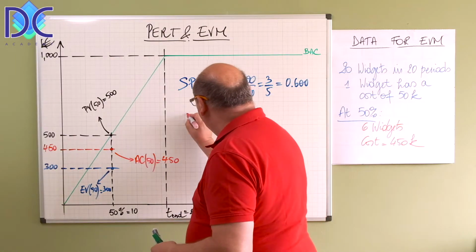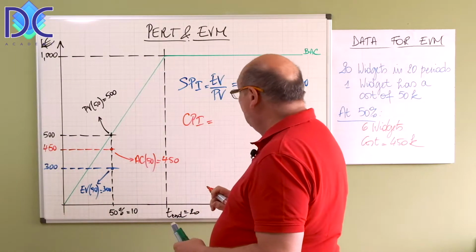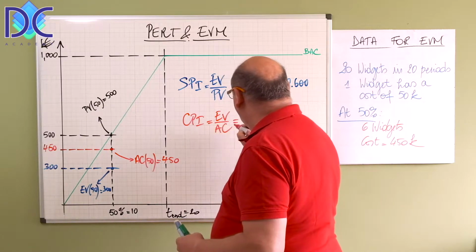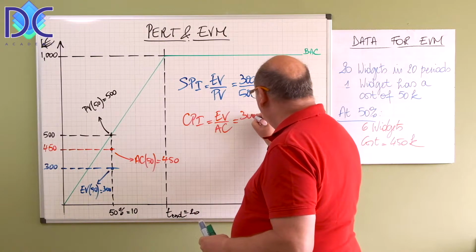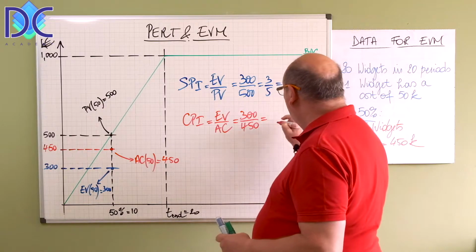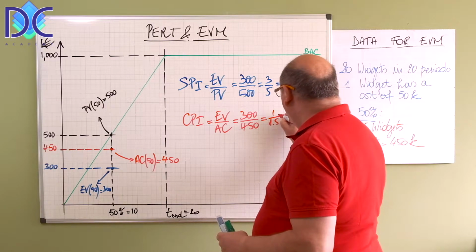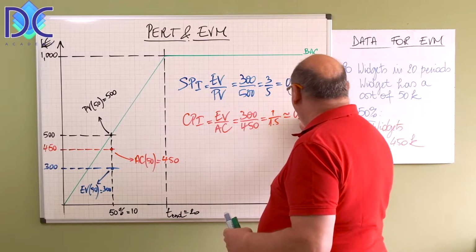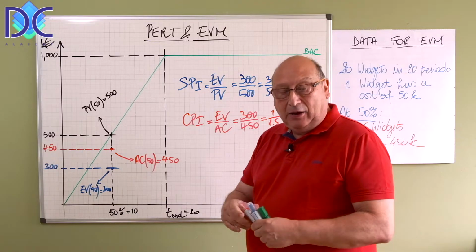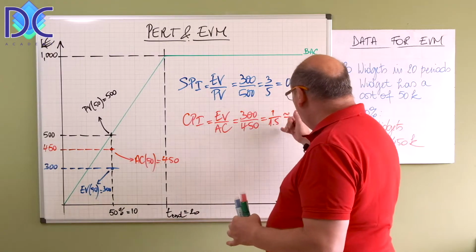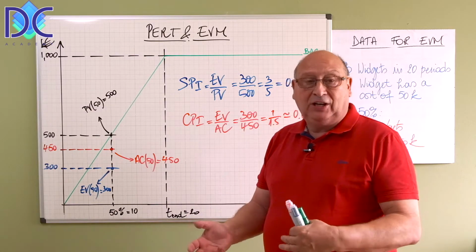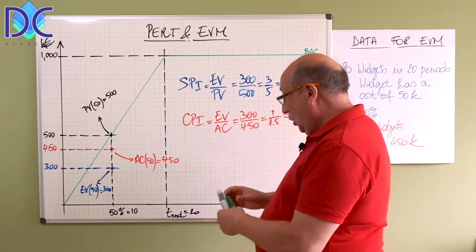The CPI. The definition is the earned value divided by the actual cost, which is in this case 300 divided by 450, which is also equal to 1 divided by 1.5, and that's approximately 0.667. We have a lot of decimals here, but this proportion is perfectly correct. So I'm using those because the calculation will always be correct.